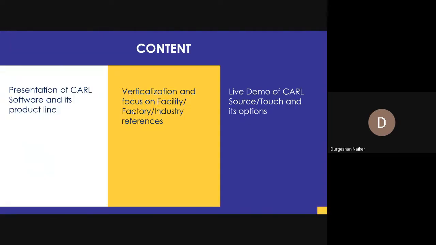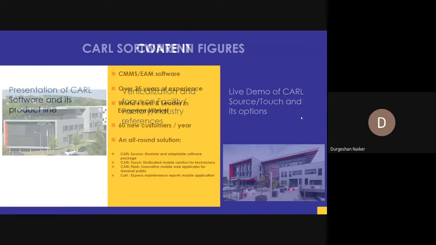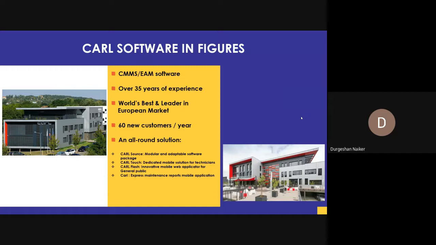For today's content, I'll do a quick presentation of Carl, then we'll talk about a few verticalizations, and then we'll also look at the live demo of the software and mobile apps. So what is Carl software? Like I said, it's a computerized maintenance management system, EAM software. It has been around for more than 35 years. This software is developed in France and is the world's best, and it's a leader in the European market.